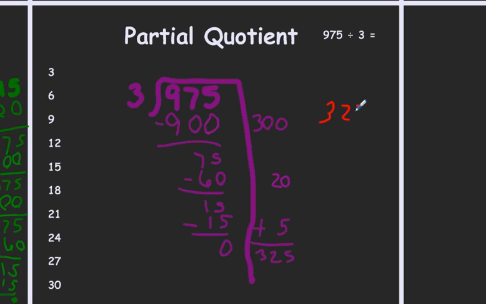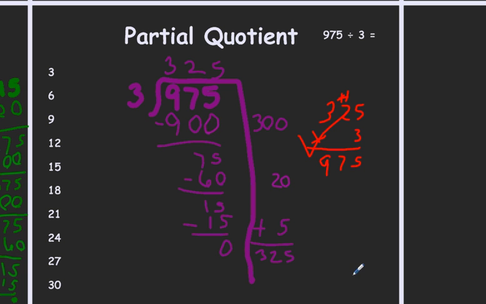325 times 3. 3 times 5 is 15, plus that 1. 3 times 2 is 6, plus 1 is 7. We can cross that out because that is so last season. 3 times 3 is 9. Does that match my dividend? Yes, it does. So I know that is correct. My dividend is correct. So I can put my quotient, 325, here and over here as well.